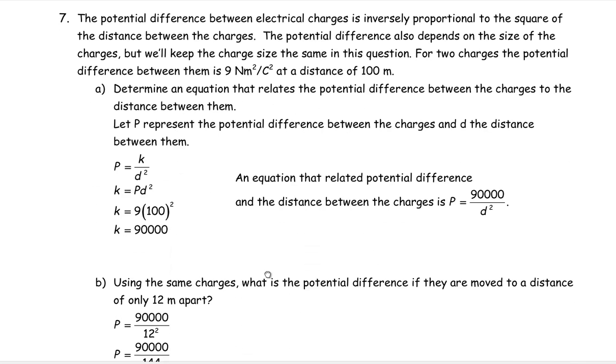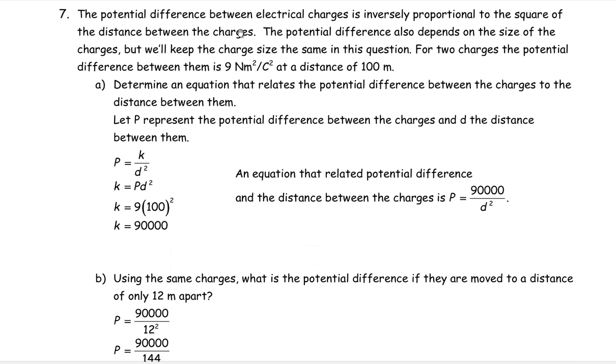Last question, number 7. The potential difference between electric charges is inversely proportional to the square of the distance between the charges. Now the potential difference also depends on the size of the charges, but we're not going to worry about changing them in this case. There's actually a law called Coulomb's law which details that, but we're not going to get into that. We're told for two charges the potential difference between them is 9 Newton meters squared per Coulomb squared at a distance of 100 meters.